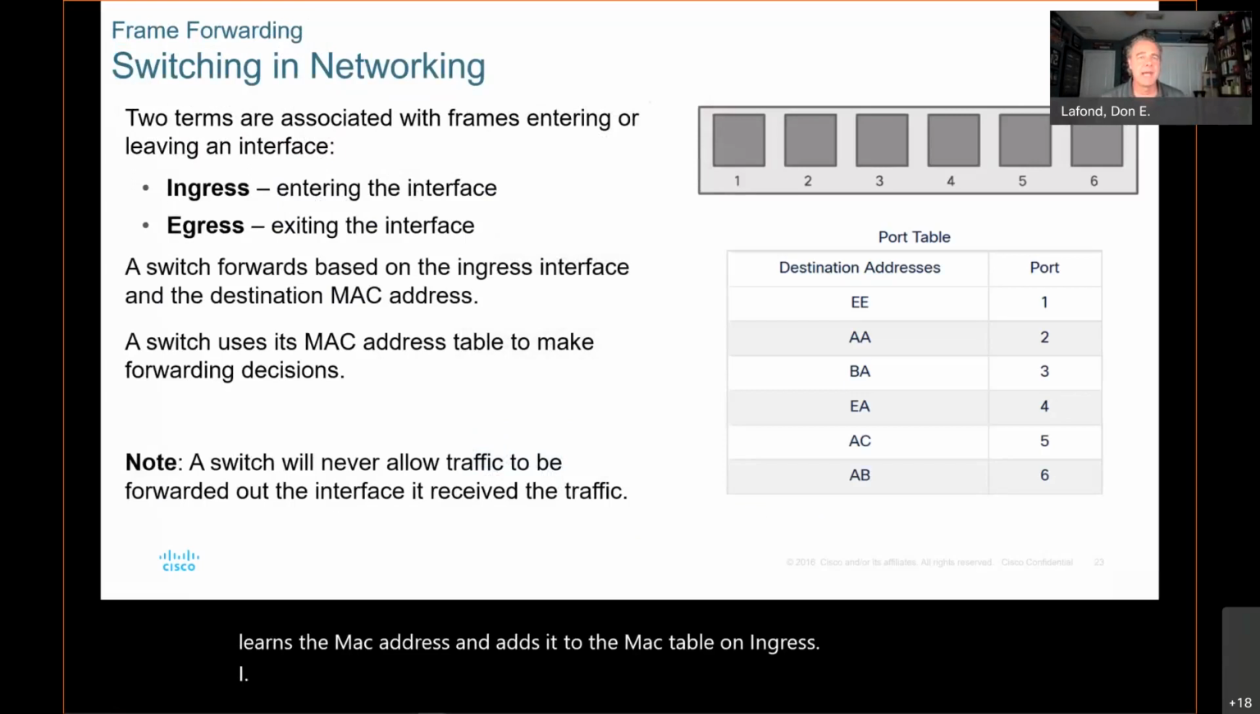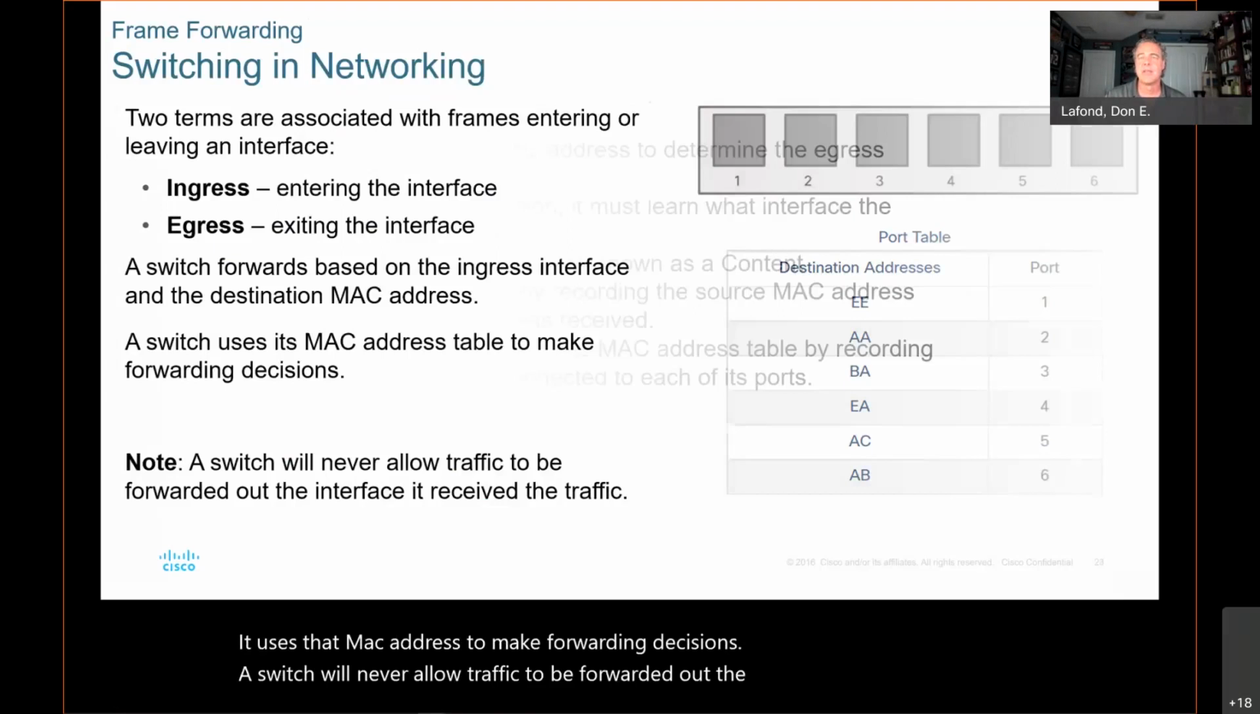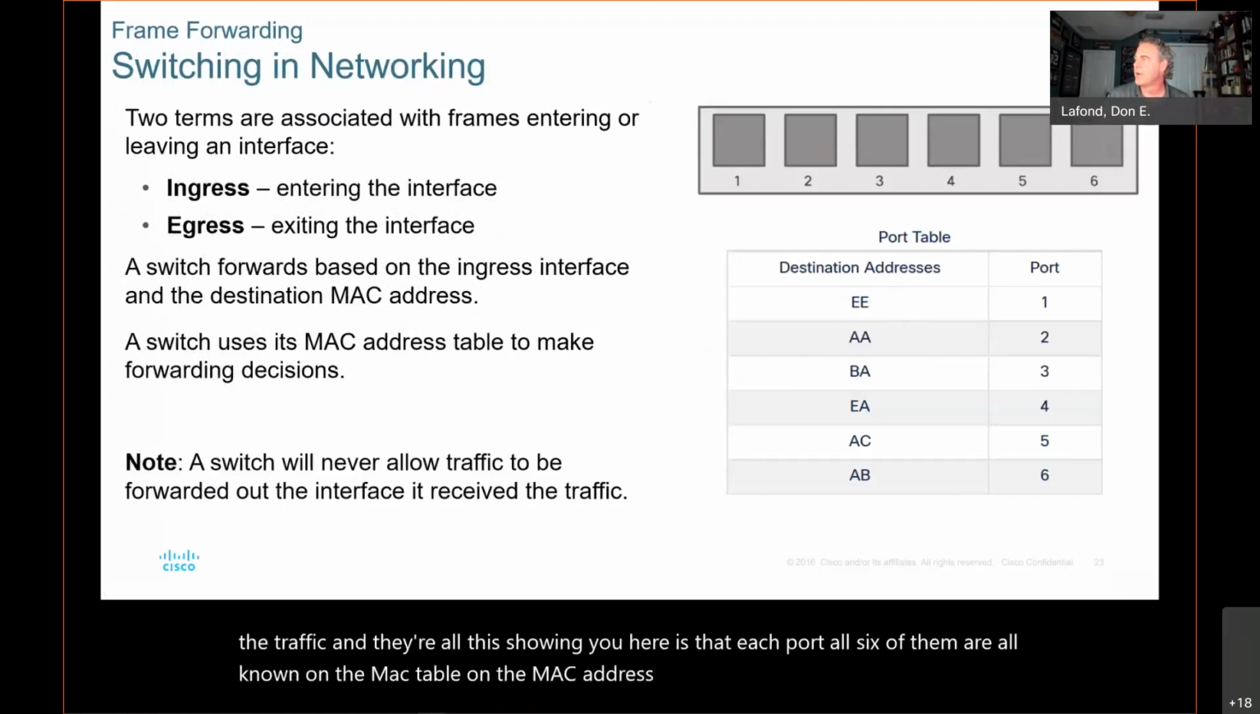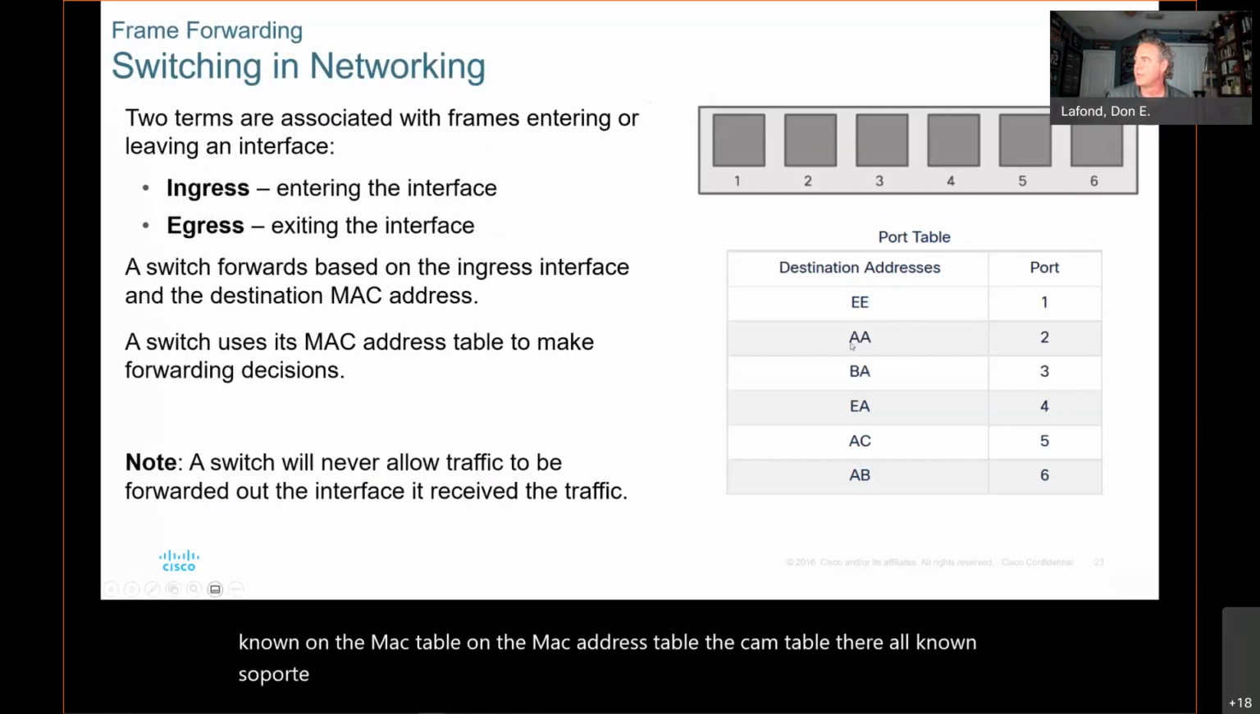It uses that MAC address to make forwarding decisions. A switch will never allow traffic to be forwarded out the interface where it received the traffic. Oh, and all they're showing you here is that each port, all 6 of them, are all known on the MAC table, on the MAC address table, the CAM table. They're all known. So port 1 is EE and port 2 is AA.